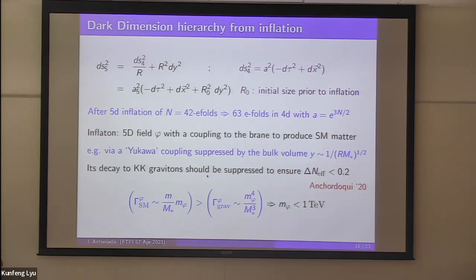the other question, of course, is how to end inflation and you have to populate the 4-dimensional universe. So the easiest way to do it is by assuming that this 5-dimensional inflaton has a coupling to the standard model brane, like we have a coupling type. In which case one has to impose a condition that the decay rate into the standard model is much bigger than the decay rate into gravitons. And you find that this gives you an upper bound on the mass of the inflaton around 2 GeV.